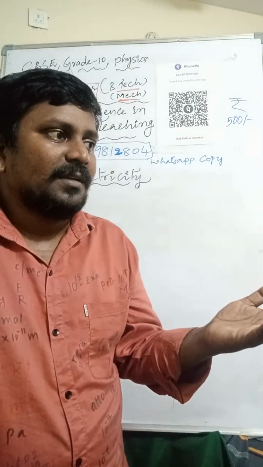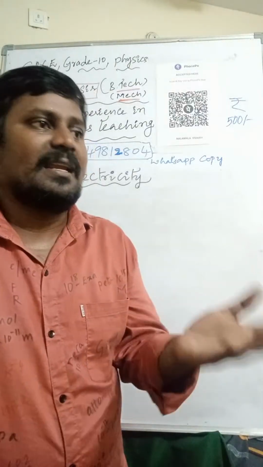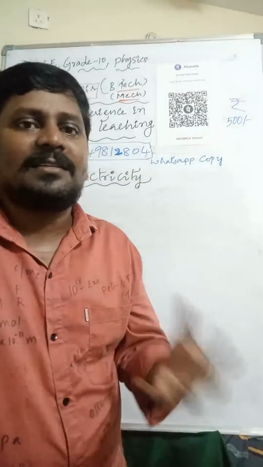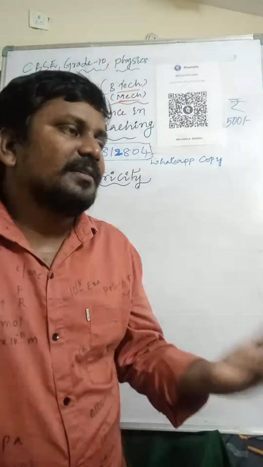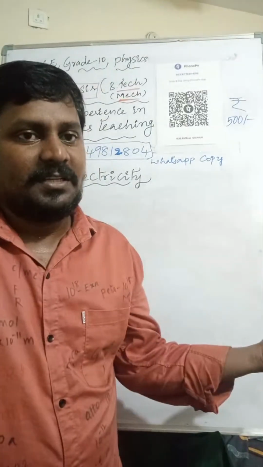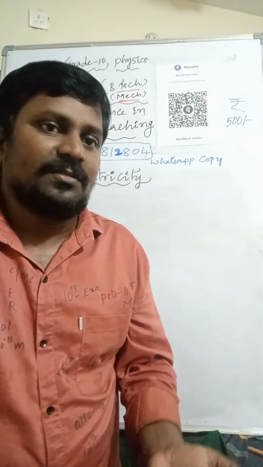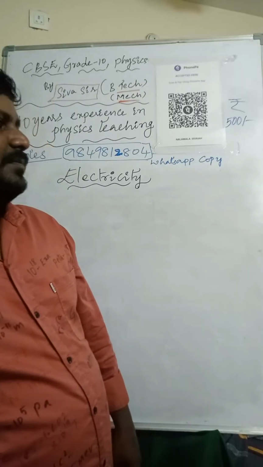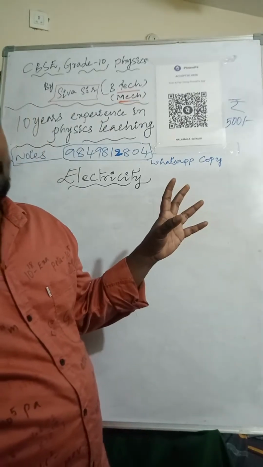Schematic diagram. Okay, so a logical connection of electrical appliances, that is nothing but a schematic diagram. It is a geometrical representation also. Clear? Okay, next one we'll go with the symbols of electrical appliances.